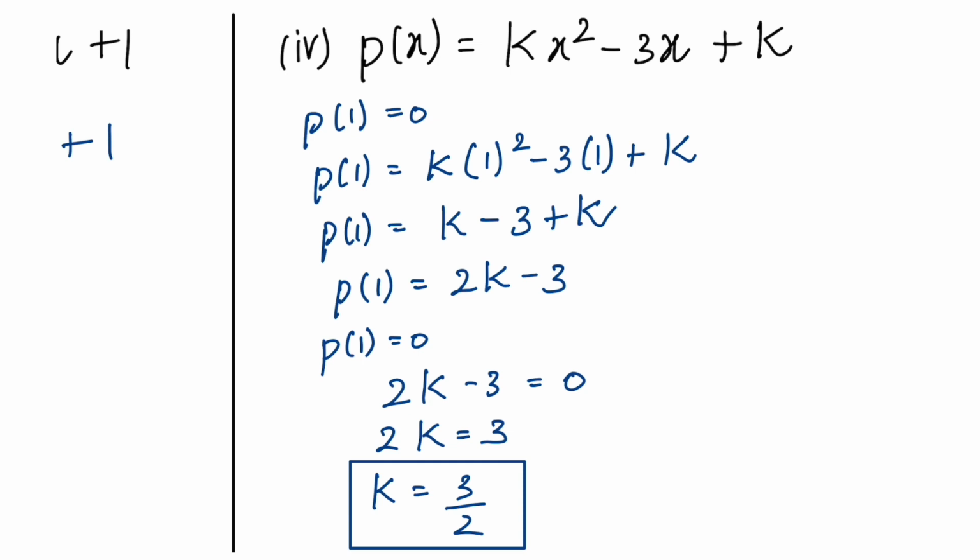That is factor theorem. So with that you can equate P of 1, which is 2k minus 3, to 0, and with that you can easily find the value of k, which in this case comes out to be 3 by 2.